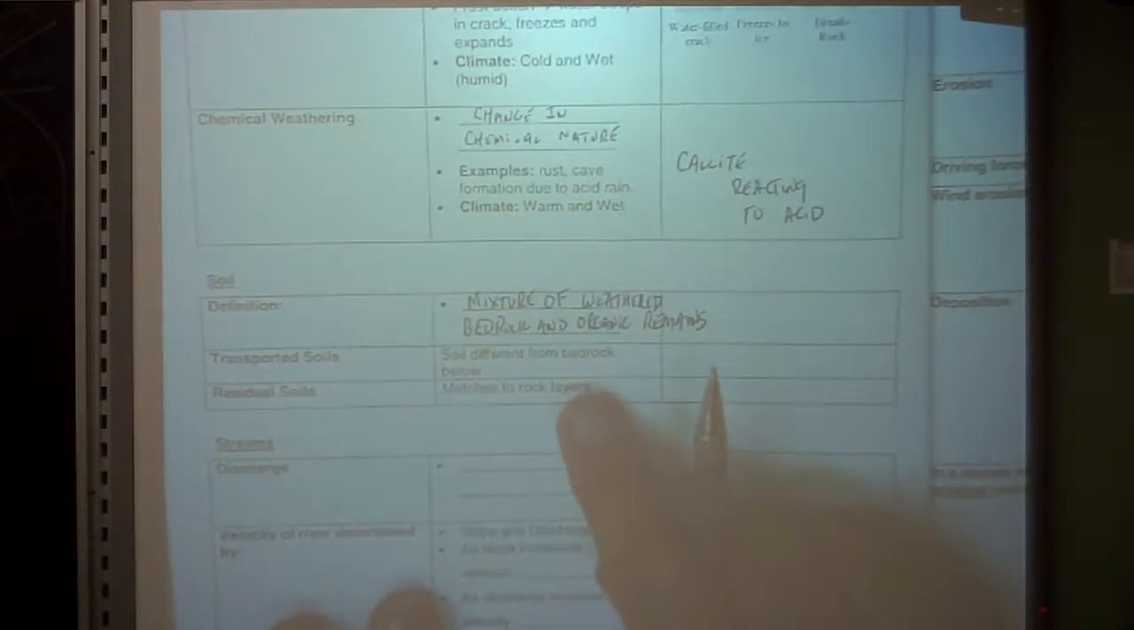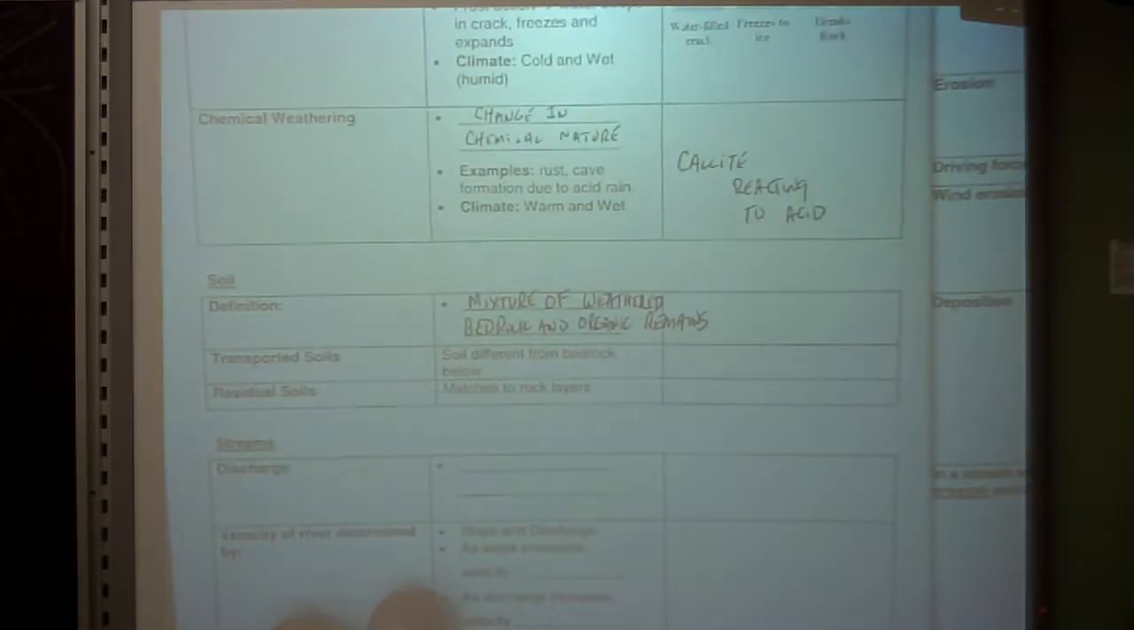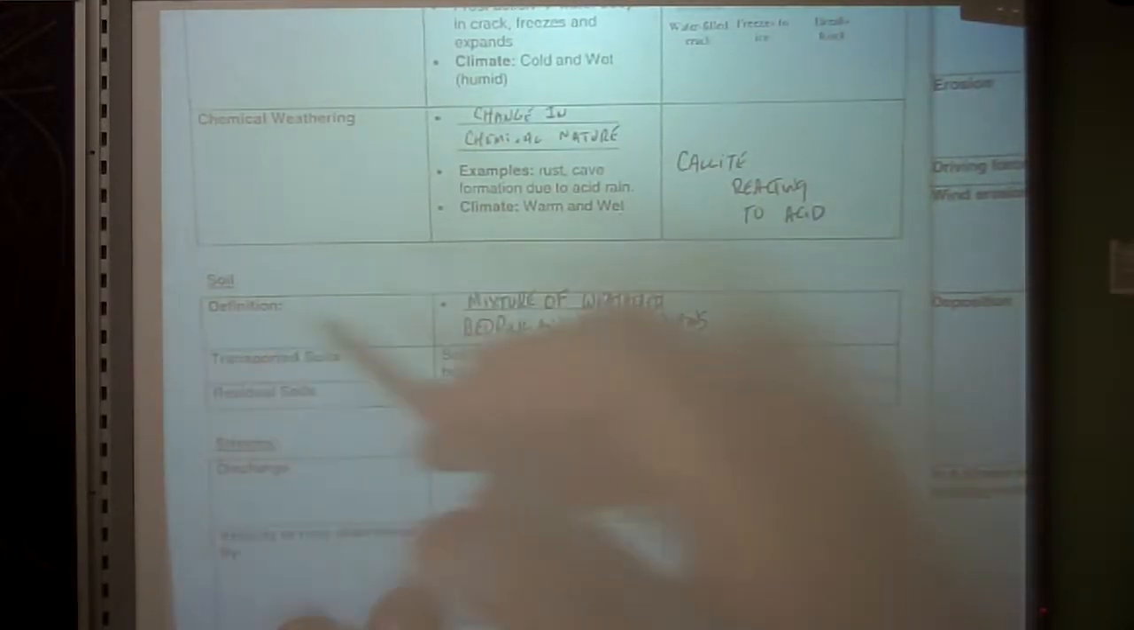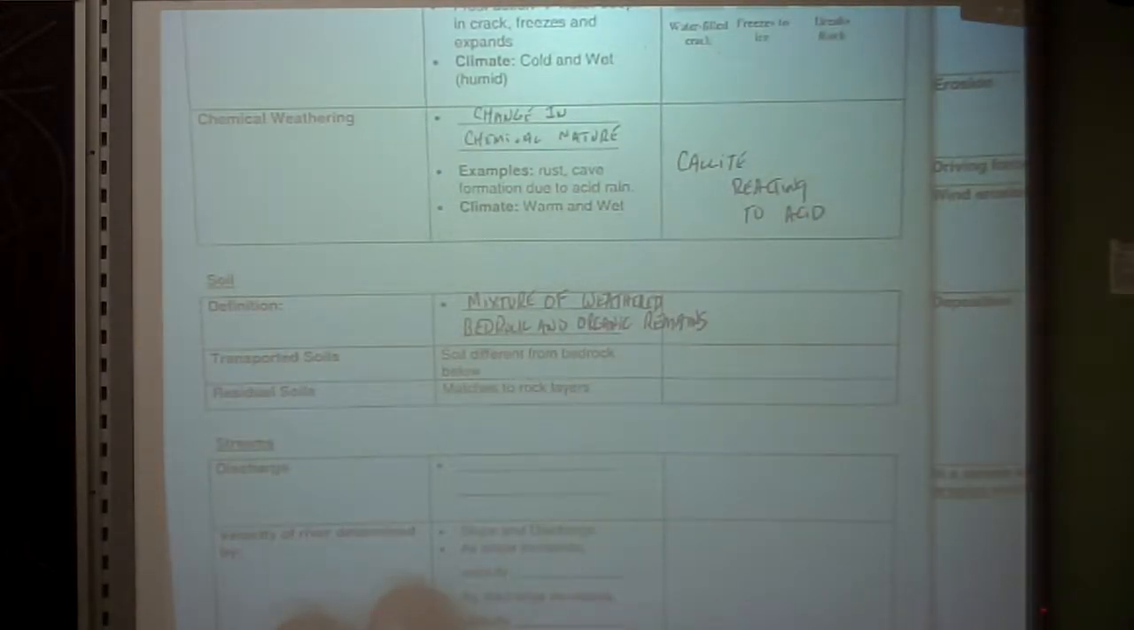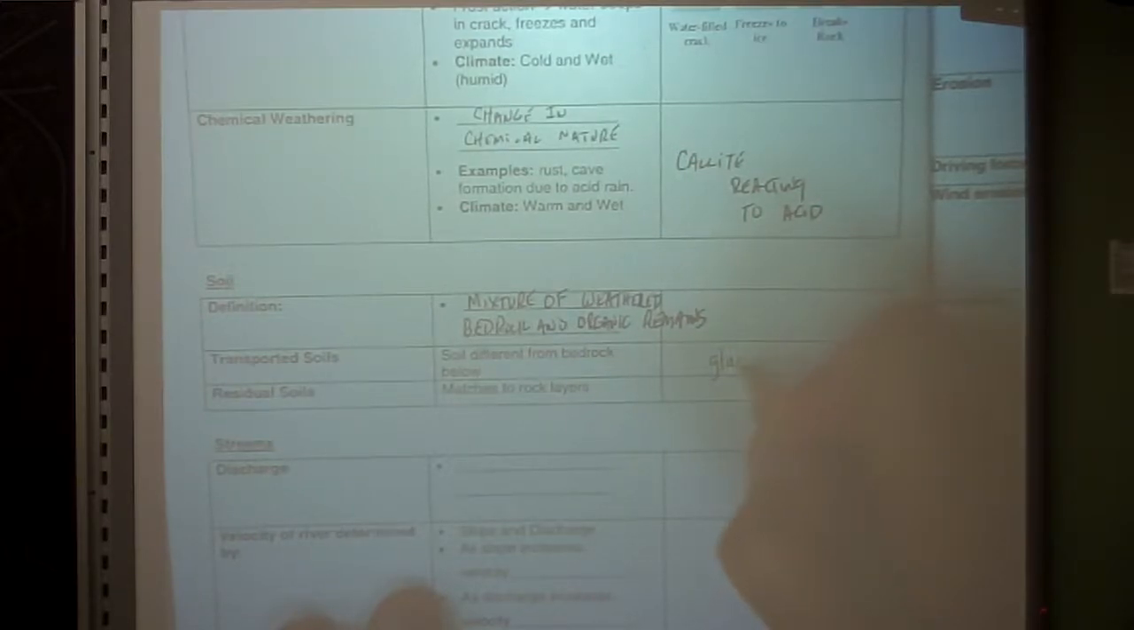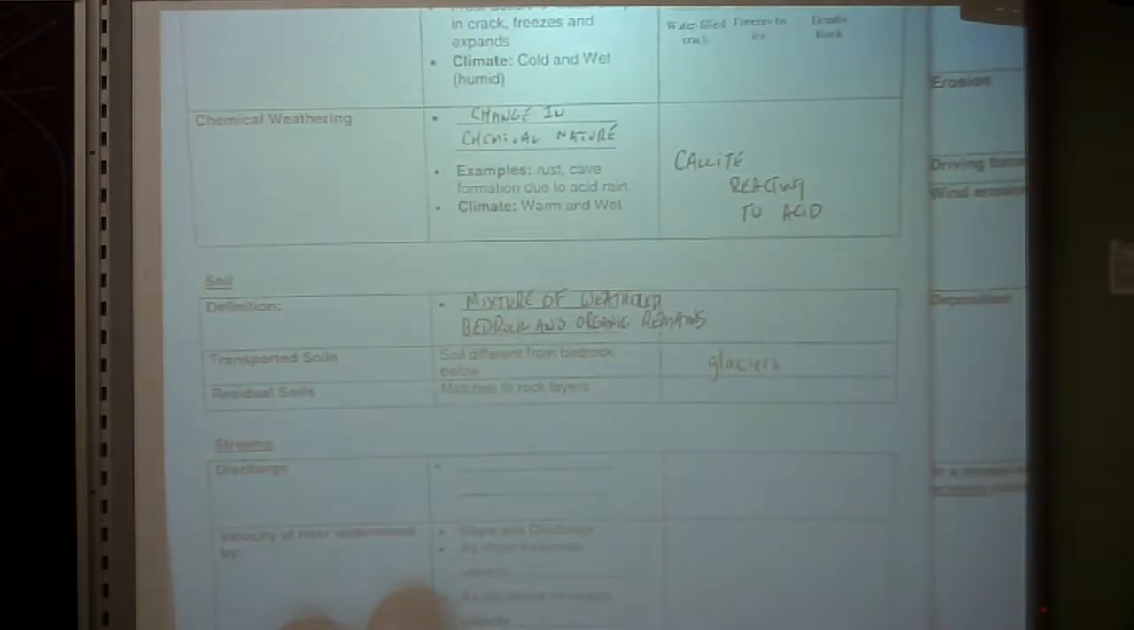Now sometimes, like where we are, we have transported soils. And what that means is that the soil came from somewhere else. It was transported. Glaciers brought much of the materials to our soils, to this area. And when we look at the minerals in our soils here, they don't really match the minerals in the rocks deep down below. So we know that the soil didn't come from the weathered remains of the bedrock that was below here. It's transported by glaciers. So that's usually a factor. And our soils are transported by glaciers.